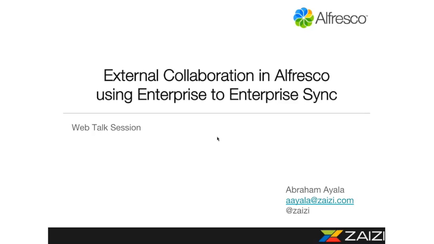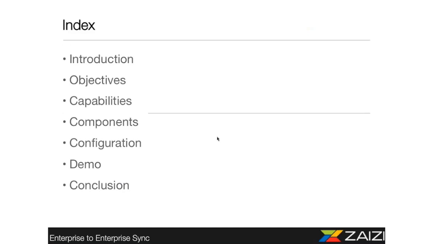Okay, so this talk is about external collaboration at Alfresco using Enterprise Sync. So we will be talking about the following index. We will do an introduction, then we will be setting the objectives of this module, the capabilities and components, and the configuration, and then a quick demo about that.